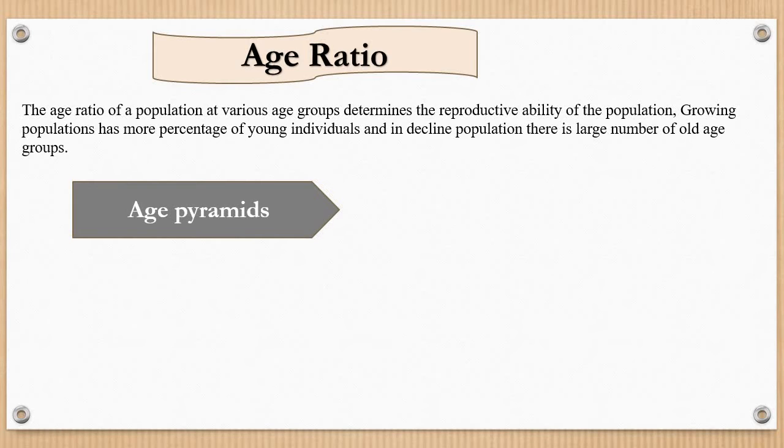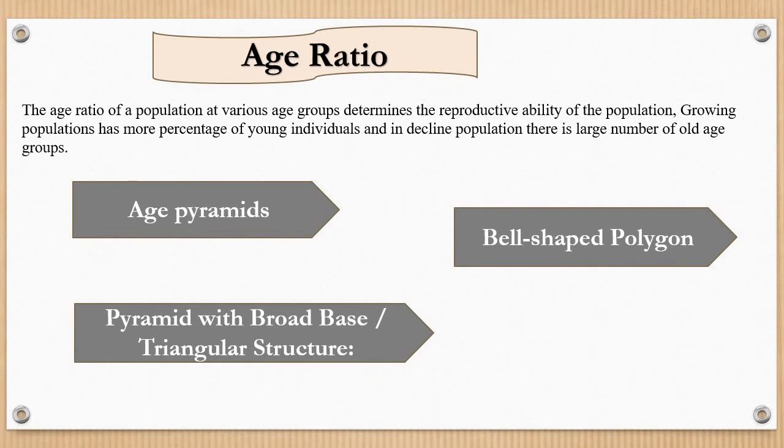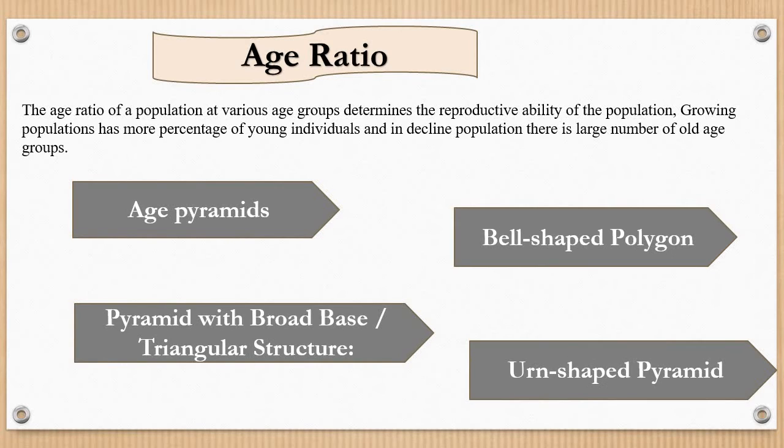On the basis of representation of different age groups into an age pyramid, that is in a geometric way, there are three main age pyramids. The first one is the pyramid with broad base, or it is also called a triangular structure. Then the second one is a bell-shaped polygon, okay? And then the third is an urn-shaped polygon, or an urn-shaped pyramid, right?